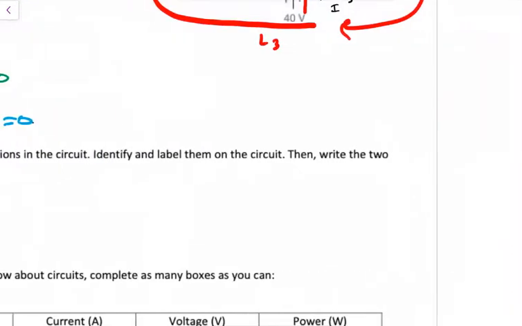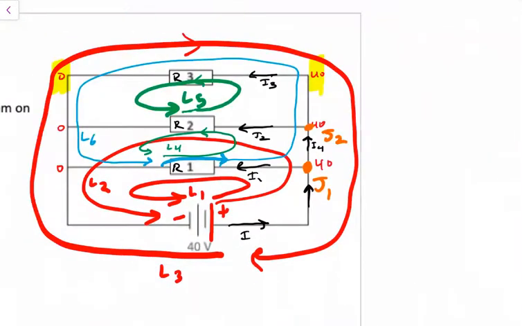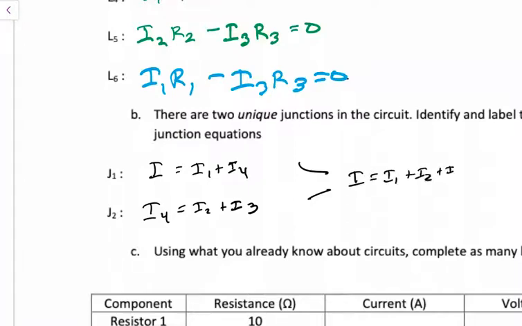Because I is going into the junction, I1 and I4 are leaving the junction. In J2, we have I4 coming into the junction, and then I2 and I3 leaving the junction. So I4 is equal to I2 plus I3. Now, you may see that, hey, I can just combine these, and I get I is equal to I1 plus I2 plus I3 if I substitute I4 in. And that's kind of what we've been saying before in class.